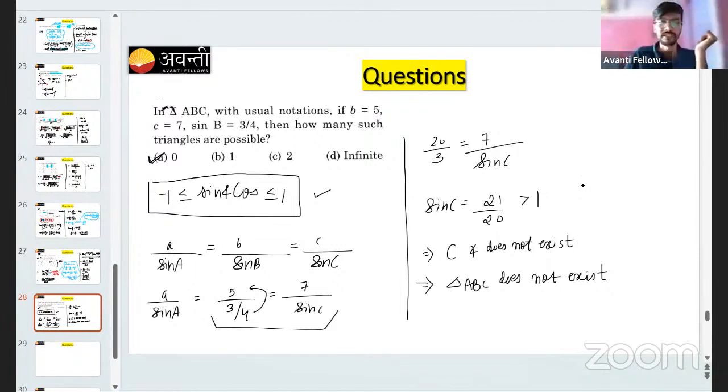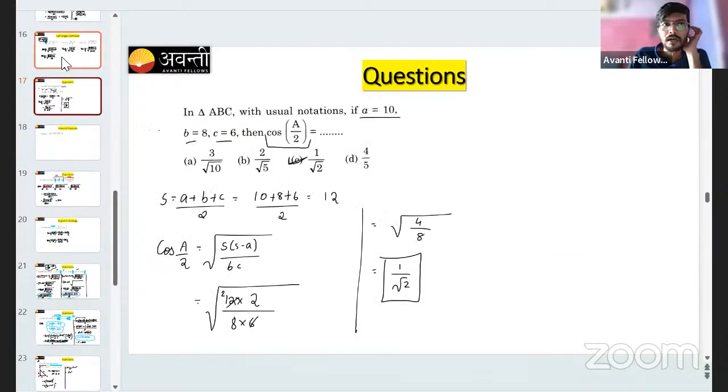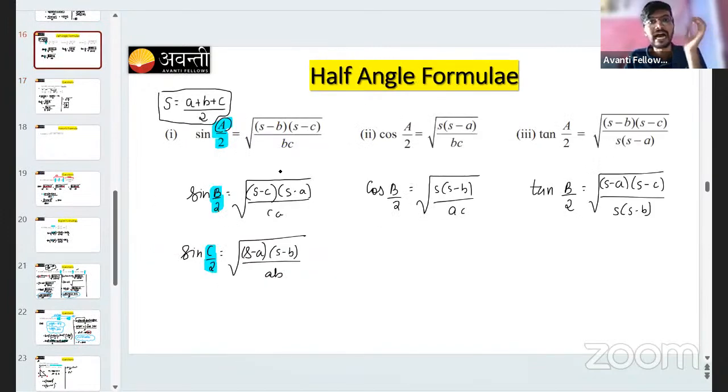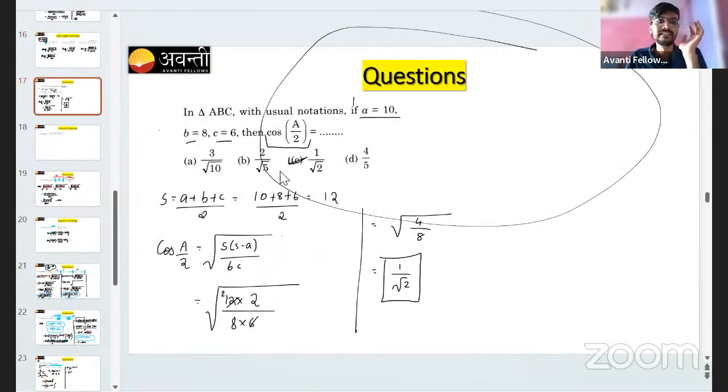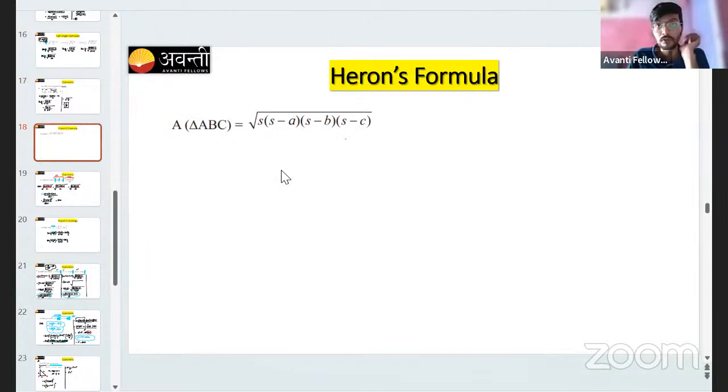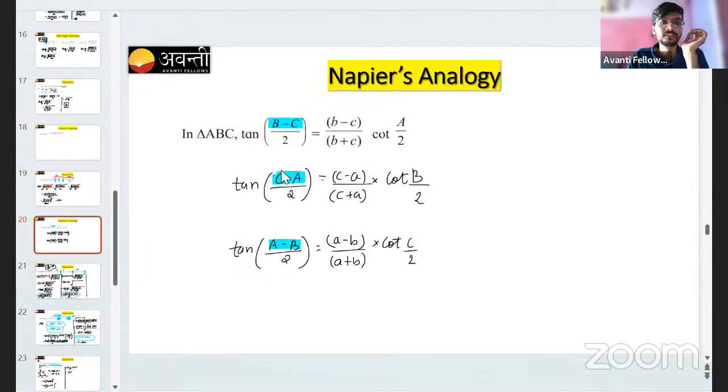Got it? So let's first revise what we did. We did some interesting questions. First, we did the half angle formula. Then we saw area of triangle, Heron's formula. Then we saw Napier's analogy. And after these three, we did many questions which were based on these concepts.